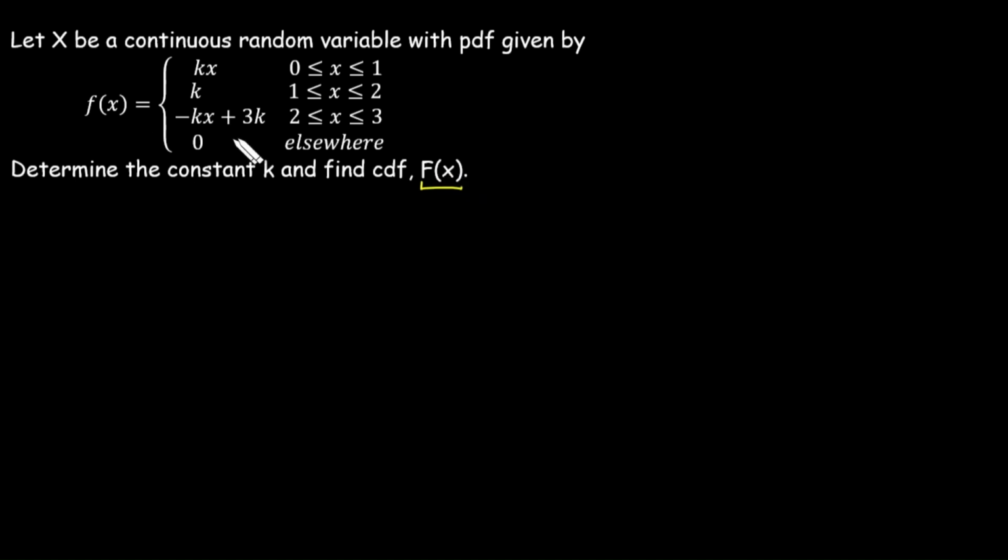As this is a PDF, it means it satisfies two conditions. First condition is f of x is greater than or equal to 0. Second condition is integration from minus infinity to infinity of the function is equal to 1. So first we apply the second condition so that we can calculate what is the value of k. So integration from minus infinity to infinity f of x dx is equal to what?